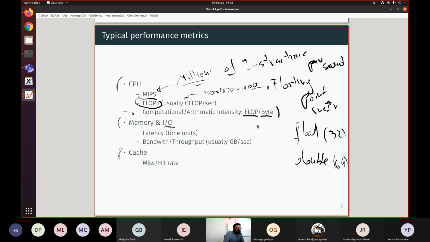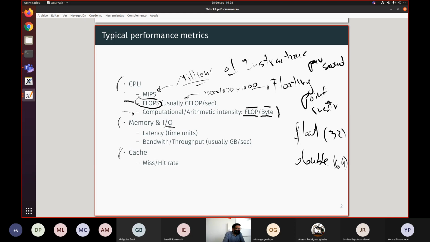That is measured in flop. Flop again is floating point operations. But here, instead of per second, per unit of time, this is per byte. Per byte we're taking from memory. We'll see some examples regarding this.